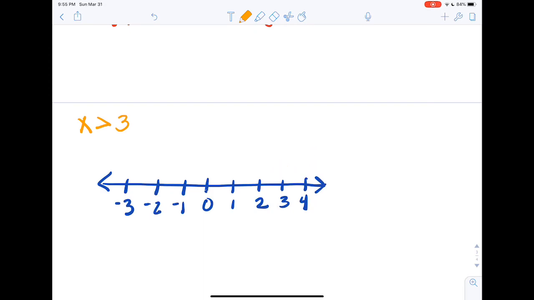Let's try another one. Let's say x is less than 2. So I find my 2. It's not equal, it's just less than. So I do my open circle. And then x is going to be less than 2. So I make my arrow to the left. Just like that. Let me try to erase this.